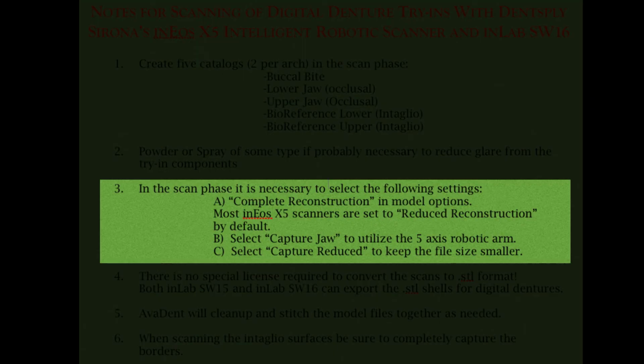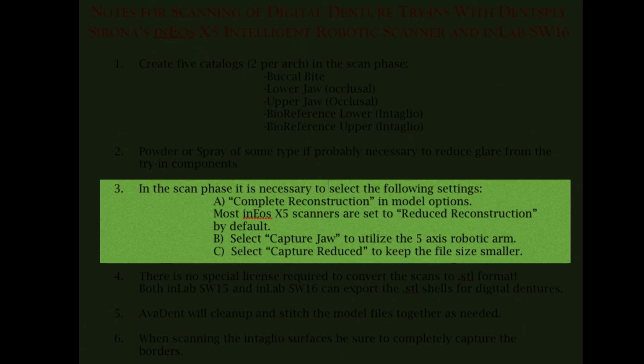3, in the scan phase, it's necessary for the following settings. In model options, you need complete reconstruction. If you go to reduce reconstruction, you're going to lose a lot of the areas that are critical for dentures. Remember that most of the inEos X5 scanners are set to reduce reconstruction by default, so you need to go and select complete reconstruction. You want to select capture jaw to utilize the 5-axis robotic arm.